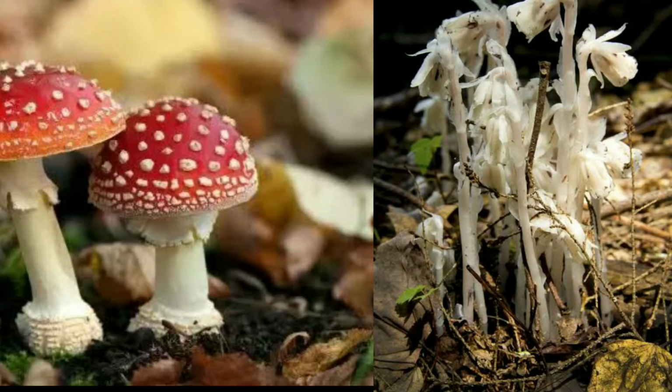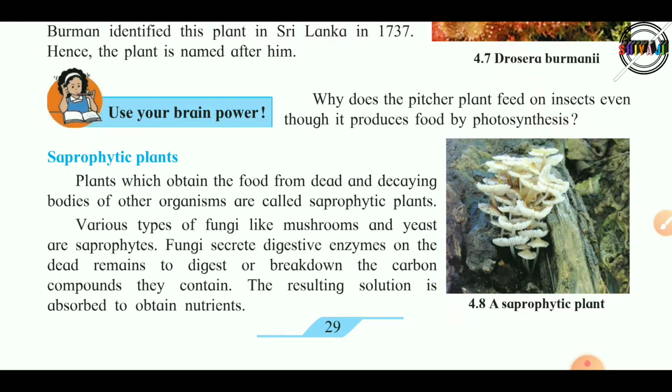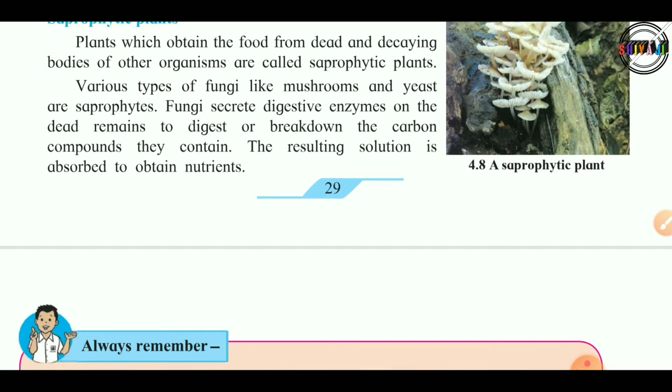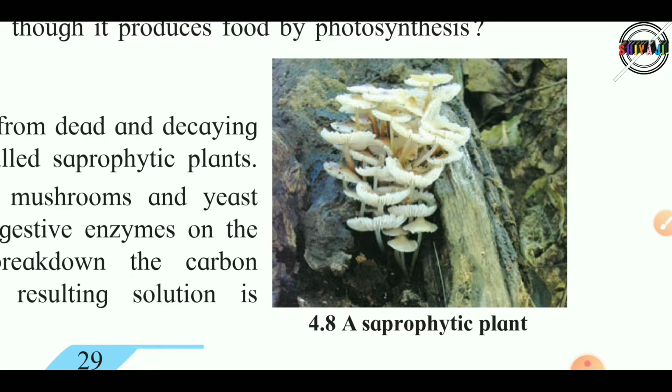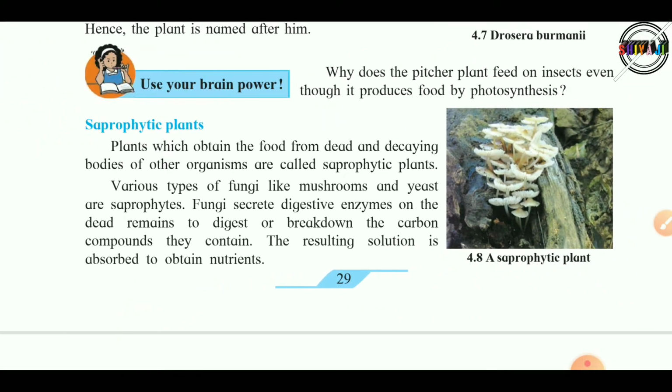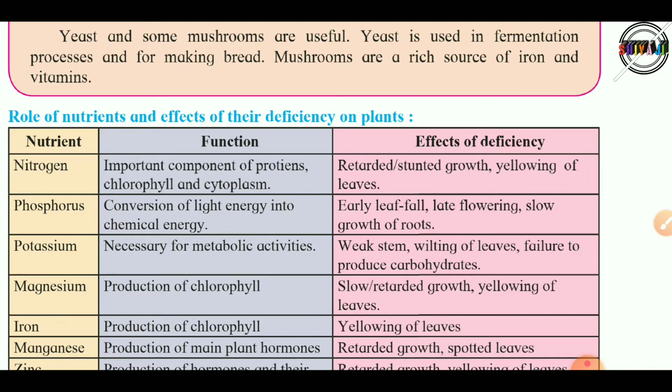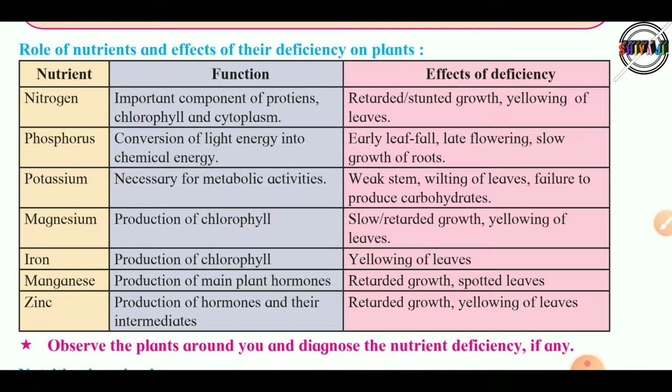Various types of fungi like mushroom and yeast are saprophytes. Fungi secrete digestive enzymes on the dead remains to digest or break down the carbon compounds they contain. The resulting solution is absorbed as nutrients. This is a saprophytic plant, and it feeds totally on dead and decaying bodies.